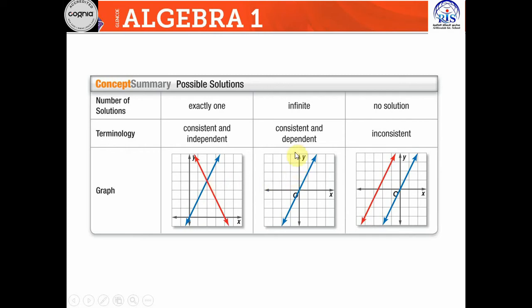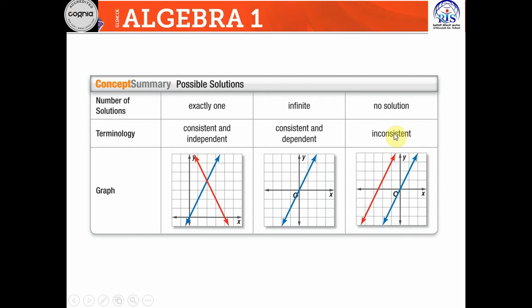Here, the system is consistent and dependent. Consistent because we have solution, dependent because we have infinite number of solutions. Infinite number of solutions because here we have two lines over each other.